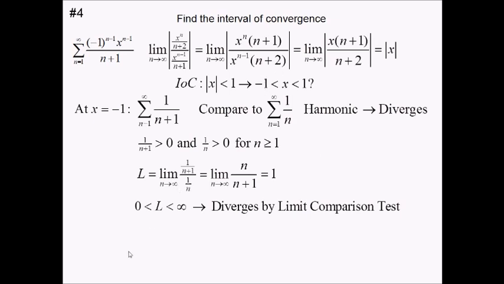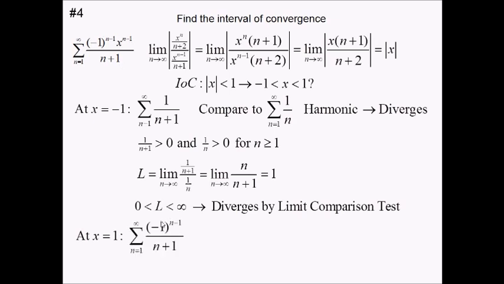Now how about at x equals positive 1? Plugging that into the series is going to basically just get rid of this x to the n minus 1, because 1 to whatever is just 1. So we just end up with negative 1 to the n minus 1 over n plus 1.